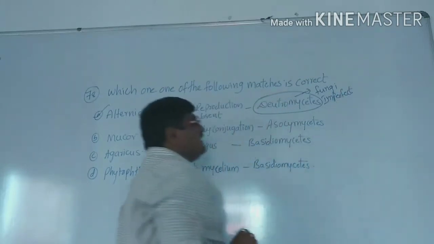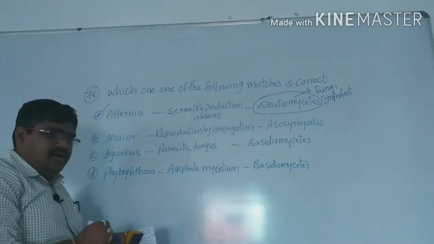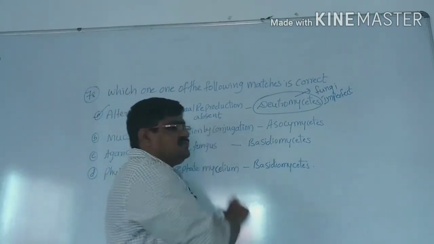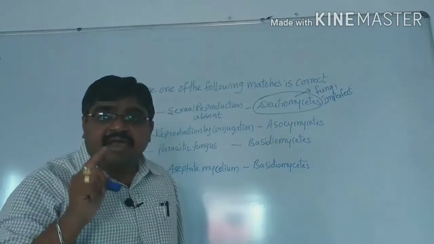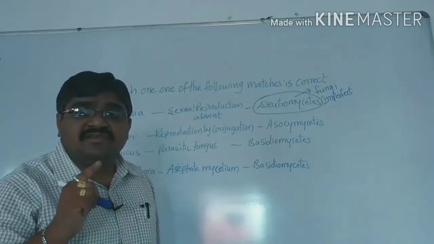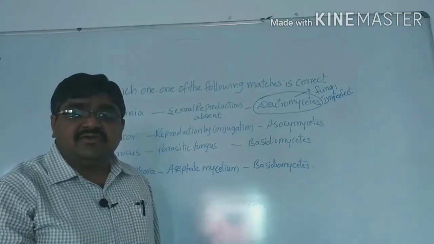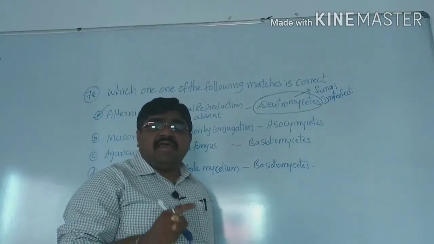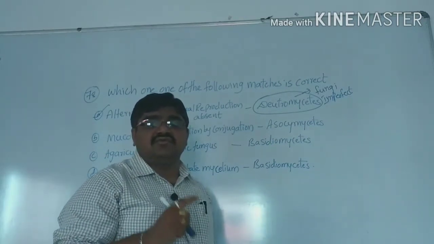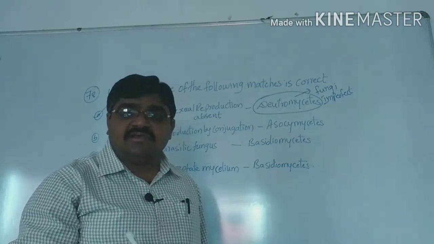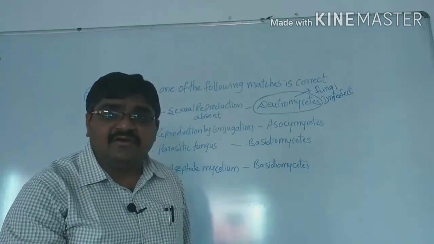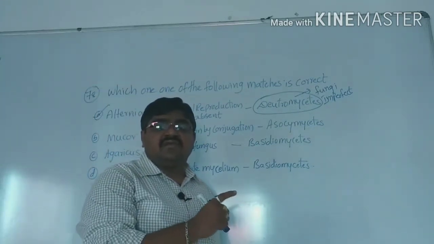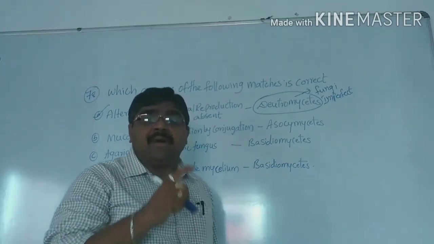Why? Here in Deuteromycetes, an example is Alternaria. If you see here, it shows that sexual reproduction is completely absent. So due to the absence of sexual reproduction in the class Deuteromycetes, we can call them fungi imperfecti. Imperfect means that only asexual reproduction takes place, but sexual reproduction is absent. Due to the absence of sexual reproduction, the class Deuteromycetes can be called fungi imperfecti.